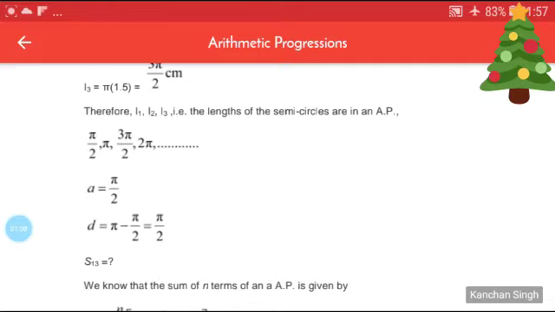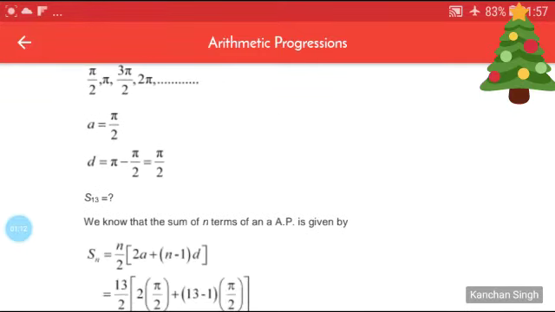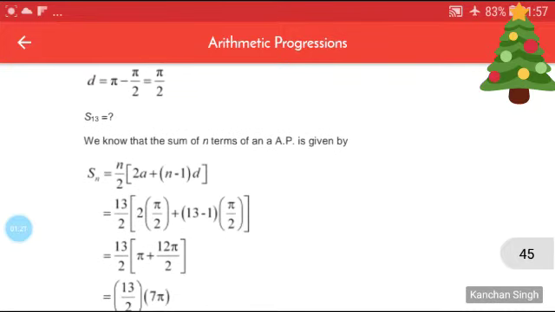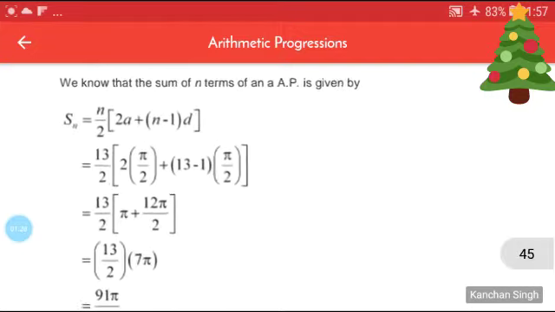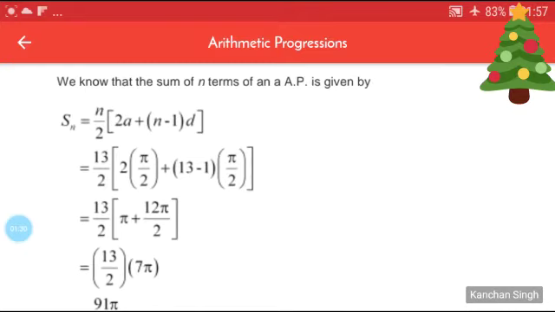So here our a is how much? Pi by 2, and d is equal to how much? Pi minus pi by 2, that is pi by 2. Now see, what we have to find? We have to find S13. So let us use the formula. We know that the sum of n terms of an AP is given by Sn is equal to n by 2 into 2a plus (n minus 1)d. So 13 by 2 into (2 into pi by 2 plus (13 minus 1) into pi by 2).